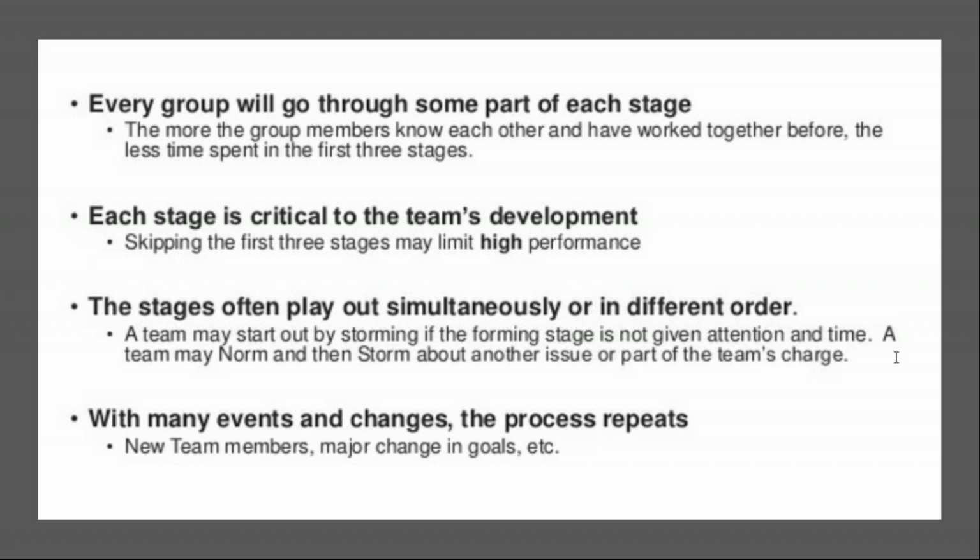Each stage is critical to the team's development. So you actually have to go through a storming stage in order to get to a norming stage. These characteristics are human nature. You have to actually accept them as reality and do something about it. The stages often play out simultaneously or in different order. Yes, you can regress, you can chop and change and so forth, and you may well also be in transition between one stage and the next.